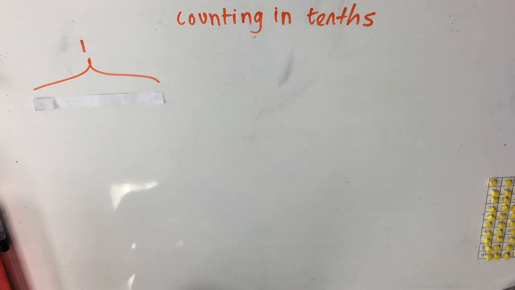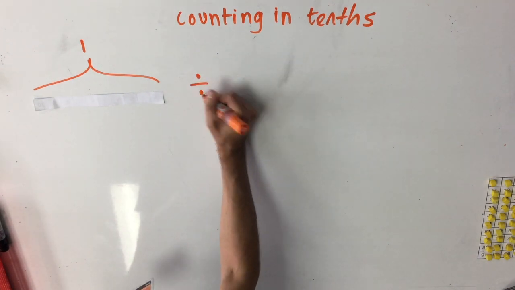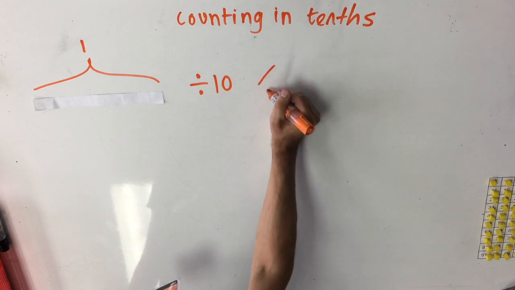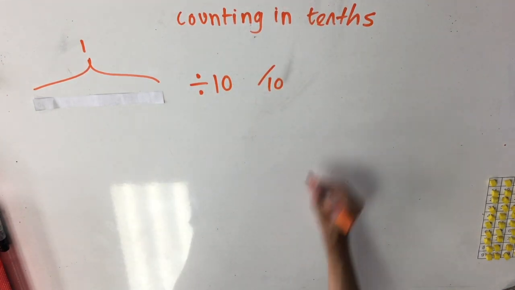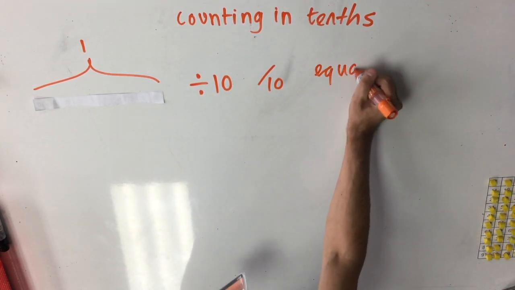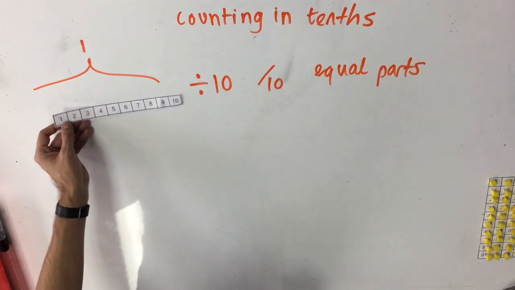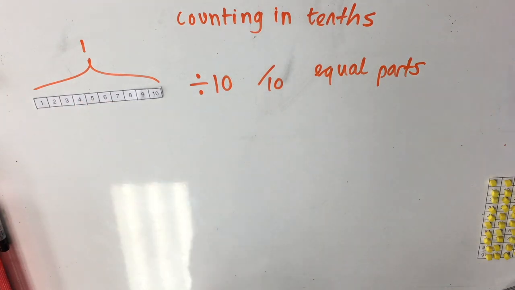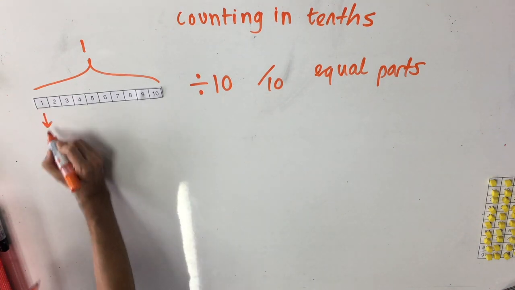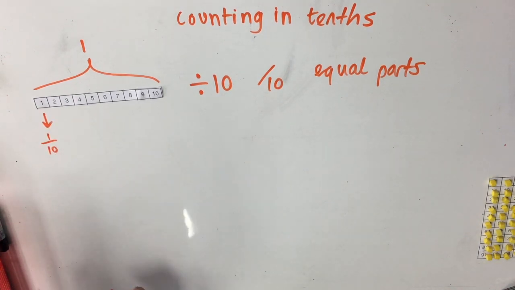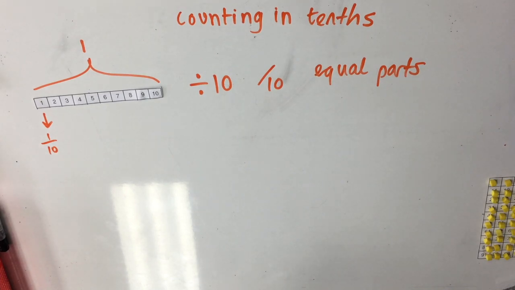Remember that when we're doing that, it's the same as dividing by 10. So when we make tenths, we'll have 10 equal parts. Here you can see I've split my 1 into 10 equal parts, and each part is 1/10. I'm going to show you how we can count 1/10 by covering up small parts of our 1 whole.